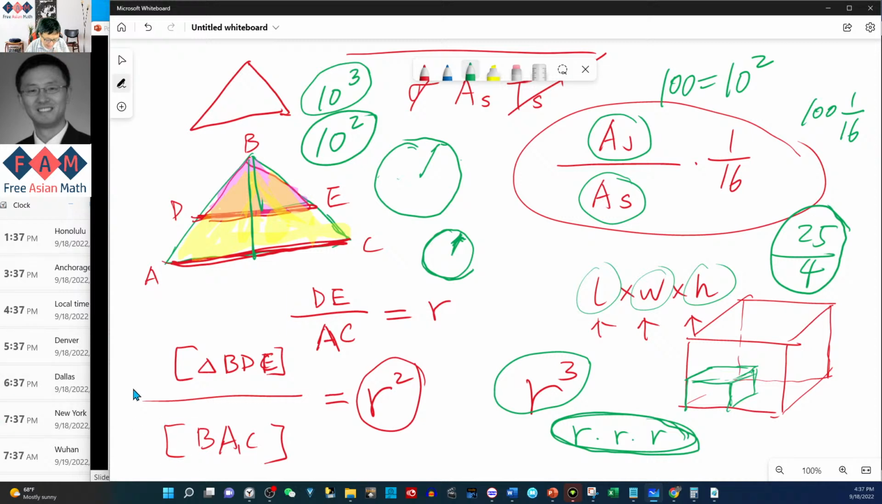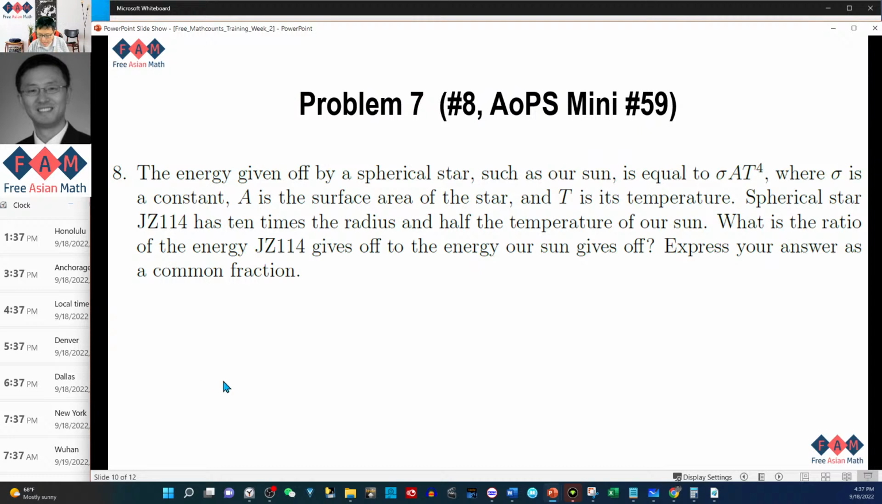Okay, we've run out of time, so we'll stop here. This week we had a lot of word problems. We also studied some similarity and proportional arguments, and hopefully you had a great week.